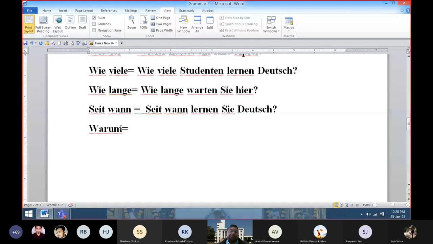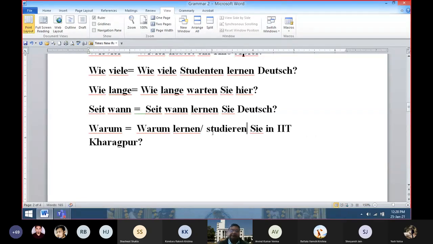And the last one is warum. What is the meaning of warum? Why? A very difficult question. Warum means one always has to establish some reason, some ground. Like: Warum lernen Sie in IIT, is asking. Warum lernen, and a better word will be studieren. There is another word, studieren. What is the meaning of studieren? To study. You are learning German, but you are studying in Kharagpur. So warum studieren Sie? Studieren means to study.